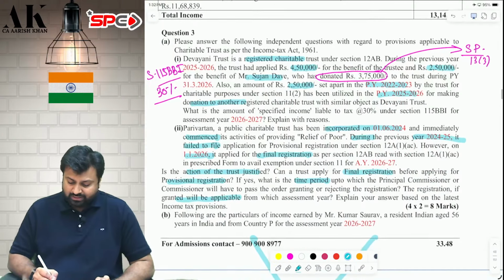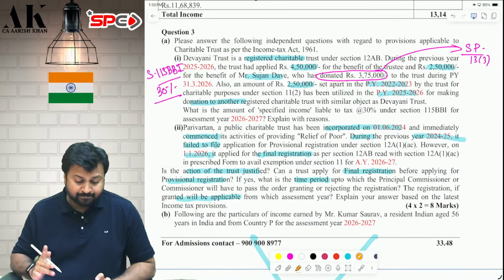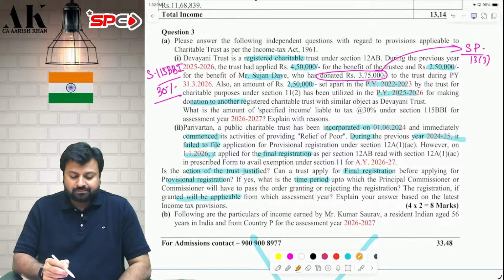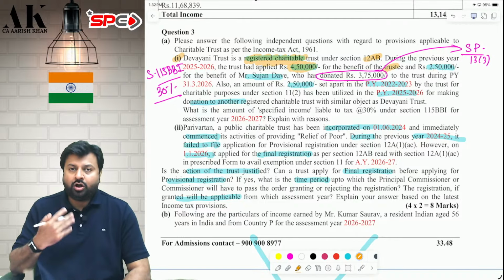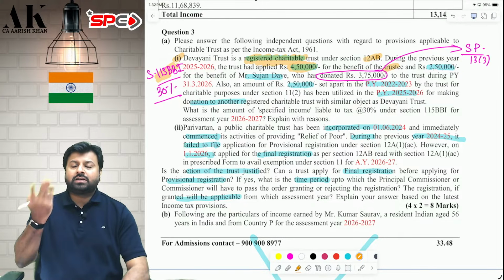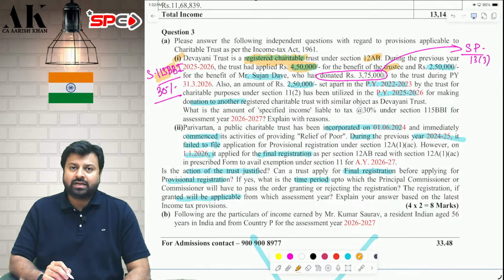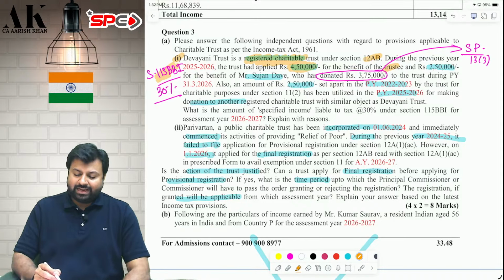Let's come to question number 3, which is on trust. Very simple question. Part 1. There is a registered charitable trust under 12AB. Now they have applied 4,50,000 for the benefit of the trustee. Gone. 115BBI: you cannot pass unreasonable benefit to a trustee or specified person. 115BBI, flat 30% tax.